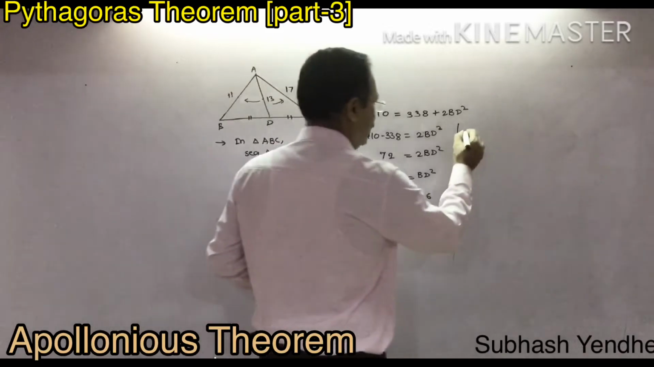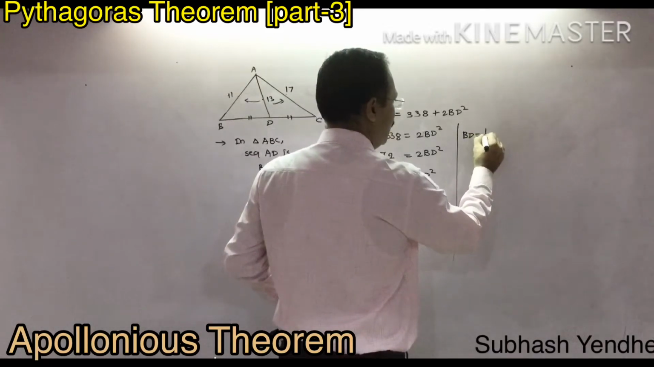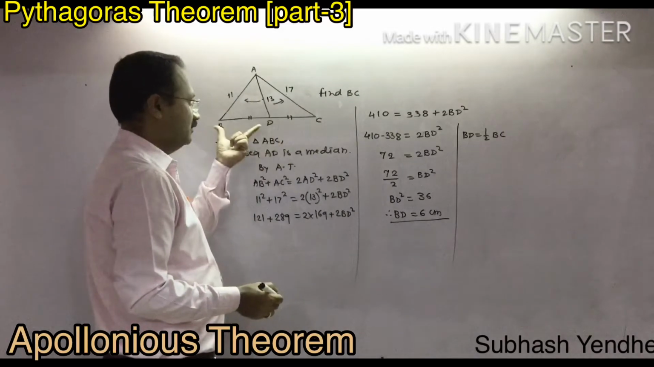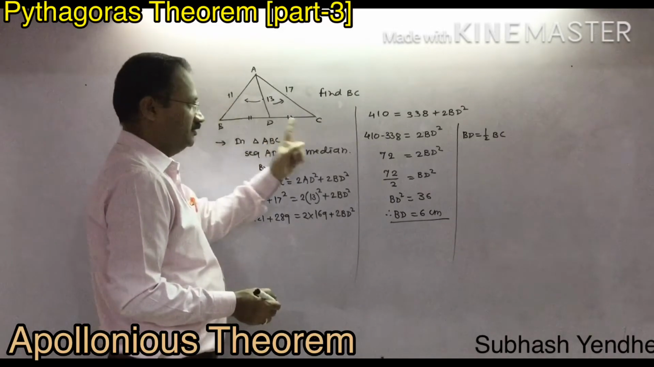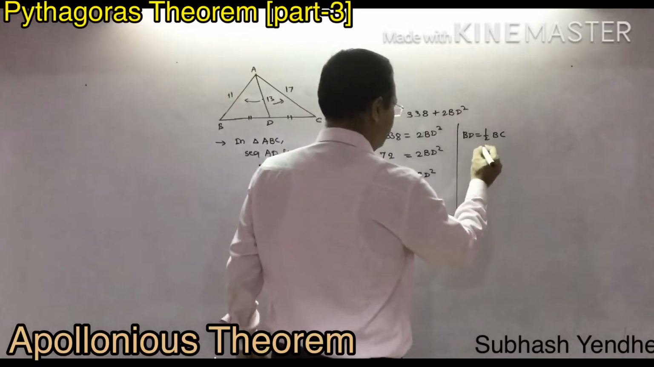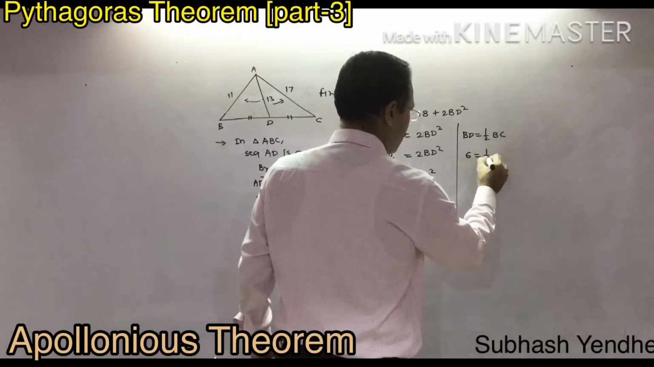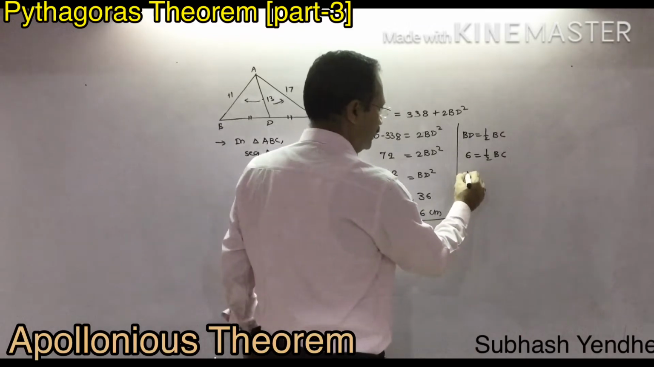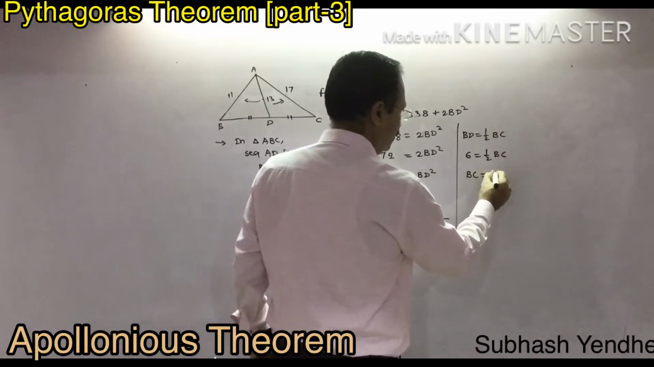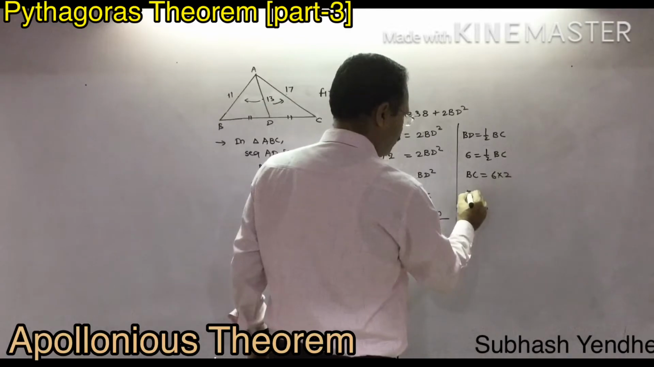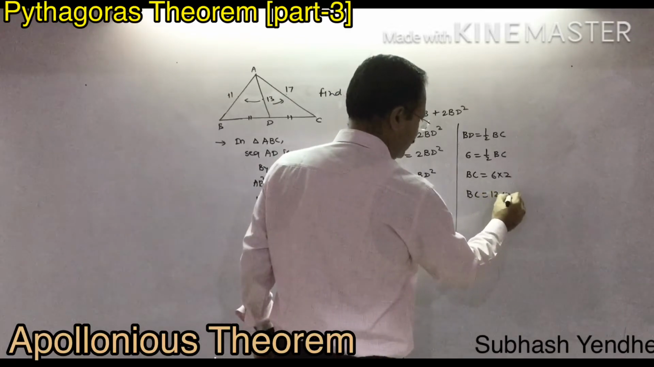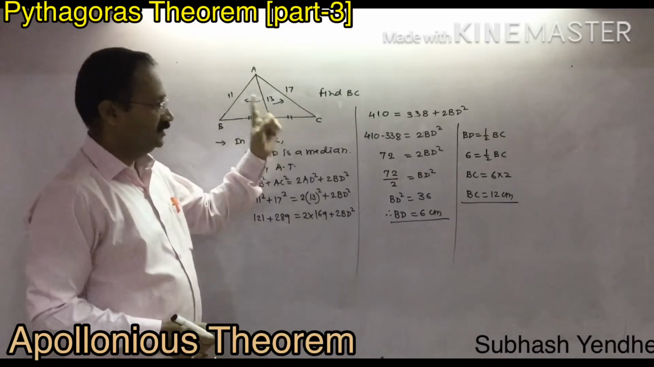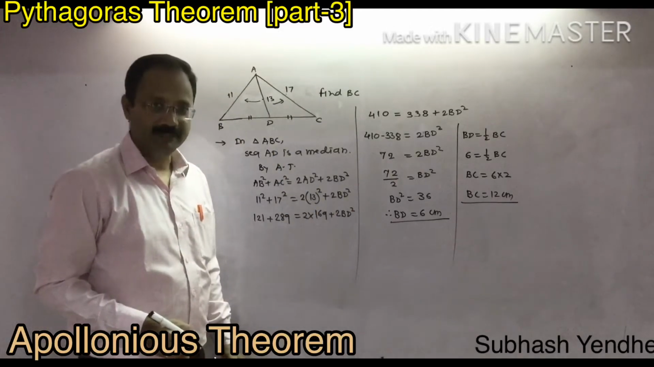Either we can say that BD is half of BC, because both the parts are equal. Therefore, the smaller part is half of the larger. So BD is given as 6, equal to half into BC. The 2 will come on this side. So you get the value of BC equal to 6 into 2. So BC equals 12 centimeters. Therefore, the length of BC is 12 centimeters.